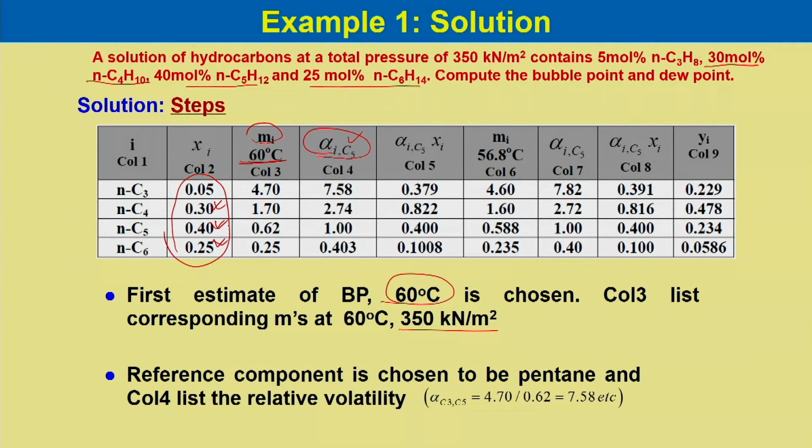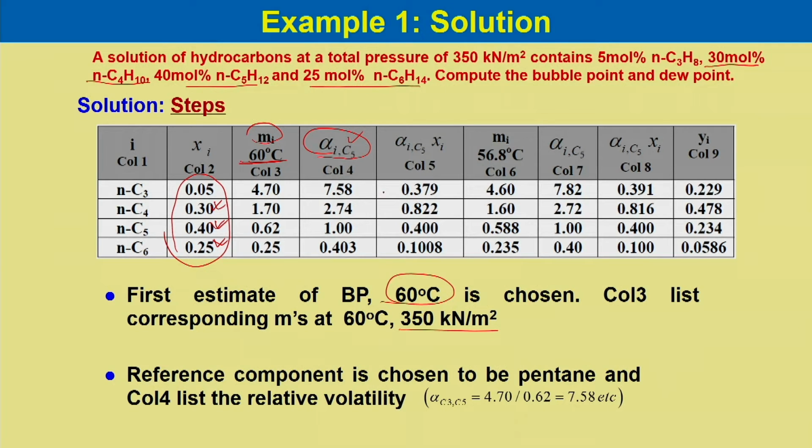So, these are given. The first column represents the component, the second column represents the mole fractions, and the third column represents the distribution coefficient. We have assumed the temperature 60 degree centigrade, and then we can obtain the distribution coefficient from the monograph. Column 4 you can see is the relative volatility, which can be calculated with respect to the reference component, which is 0.62.